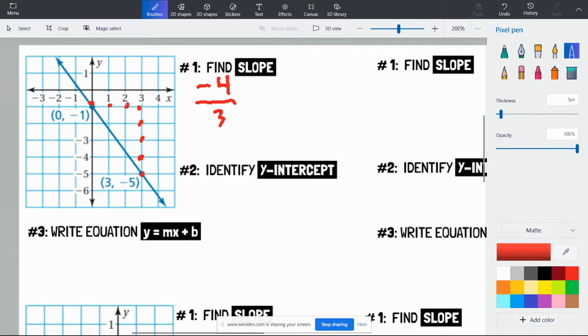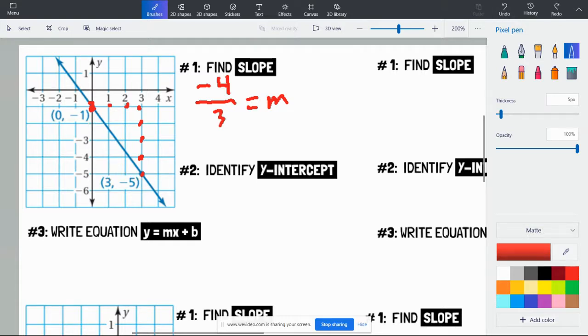Negative 4/3 is as simple as it can get. We can't simplify that any further. So we just leave it as negative 4/3 equals our m value. Negative 4/3 equals m. You can also start counting from this point up here and go down 1, 2, 3, 4, and over 3. It's the same thing.